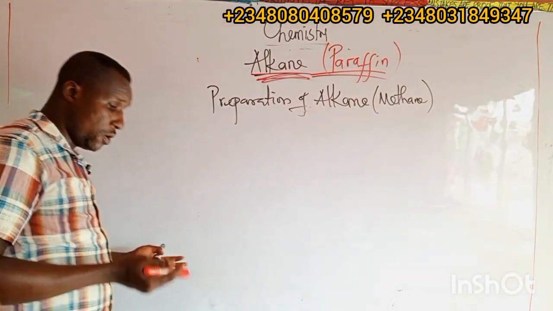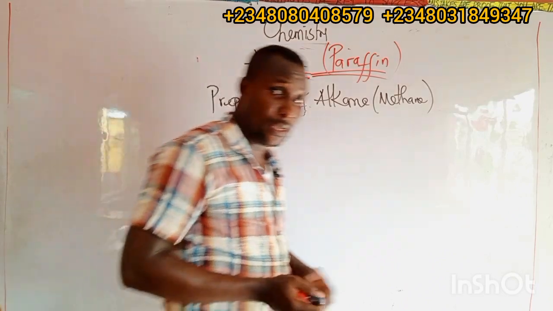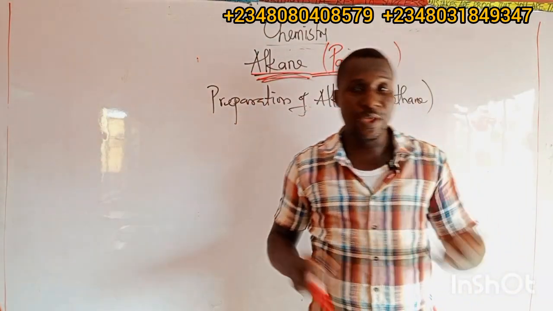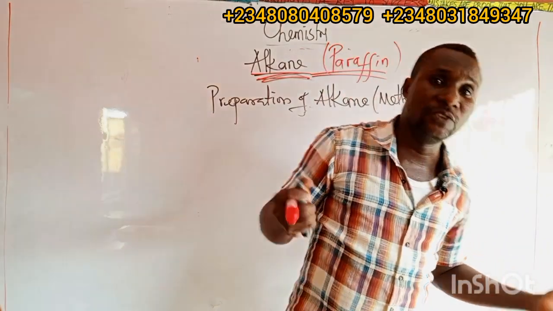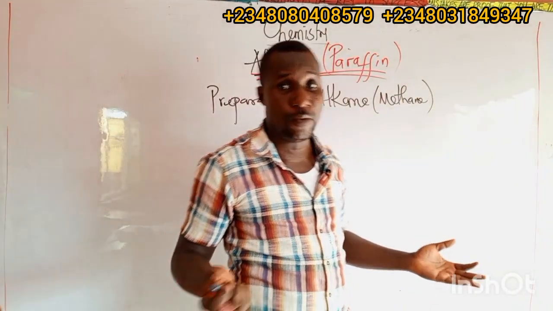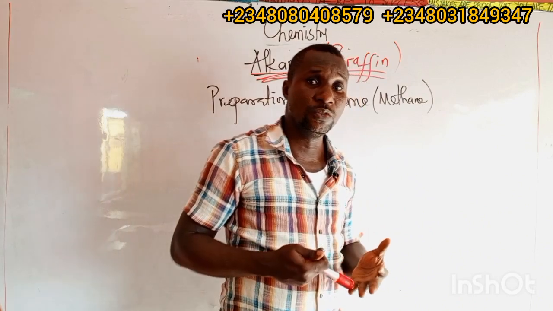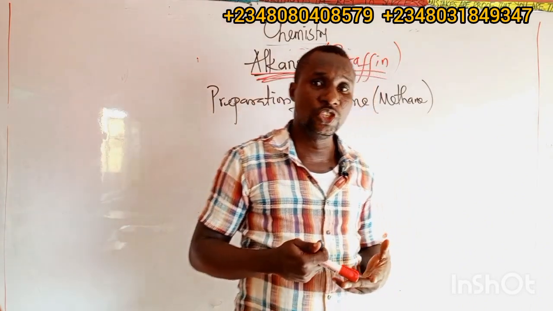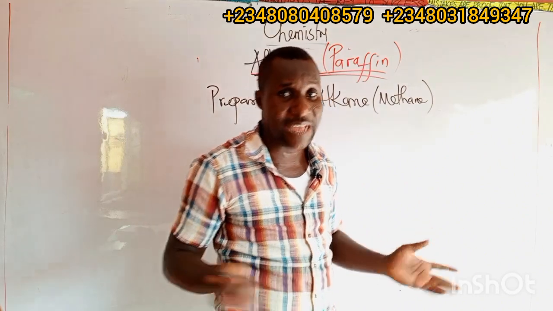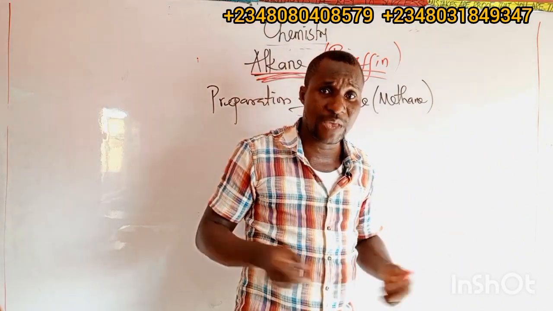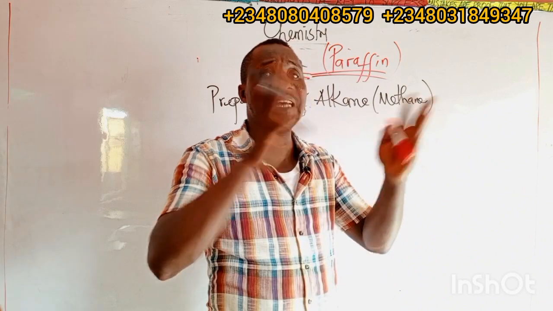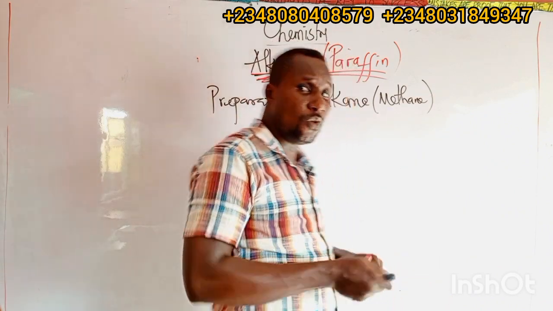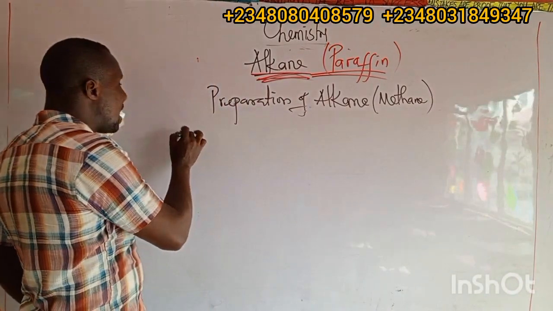According to your scheme of work, we have several ways of preparing methane, alkane. We have hydrogenation of unsaturated hydrocarbon. We have the Kolbe electrolysis process. We have reduction of alkyl halide. We have cracking of higher alkane. We have so many ways, but according to your scheme of work, we have to look at cracking.